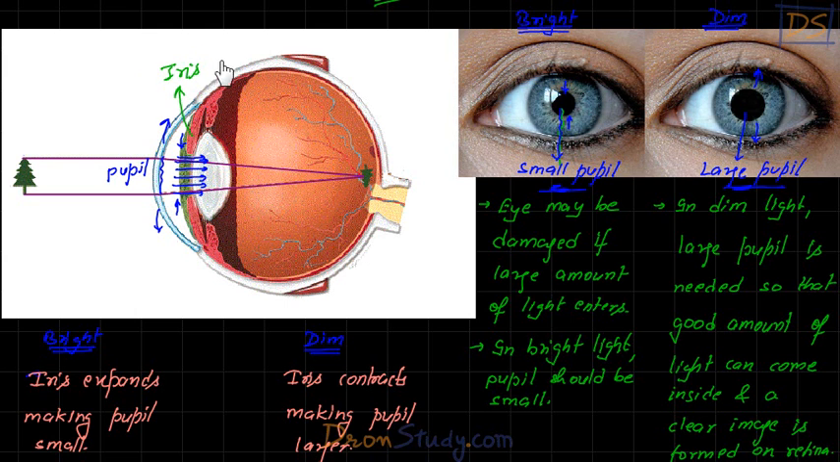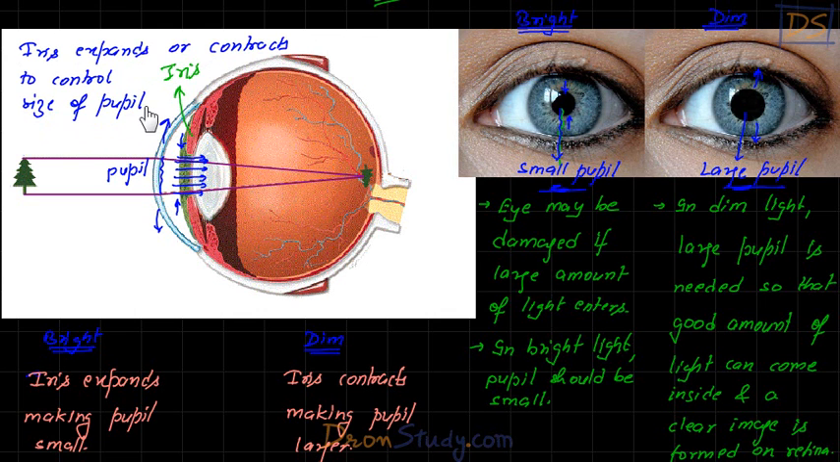You are able to understand that this iris is a very important thing in our eyes, right? This iris can contract and expand to control the size of the pupil. So we can even write down that the iris expands or contracts to control the size of the pupil.